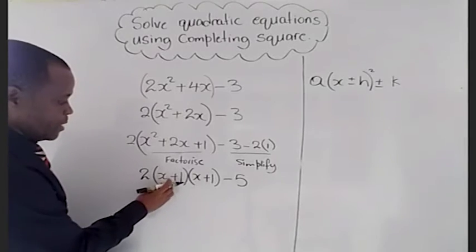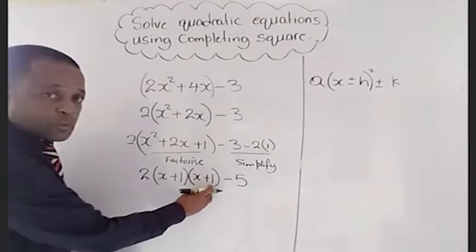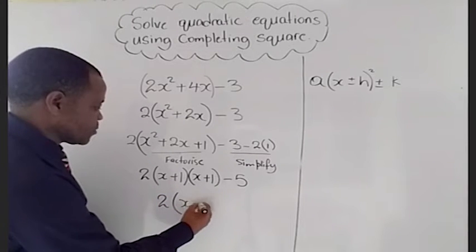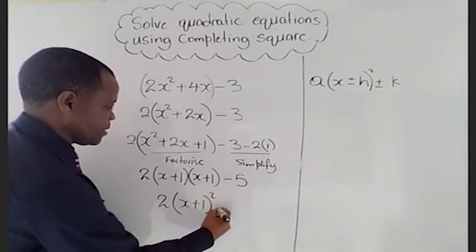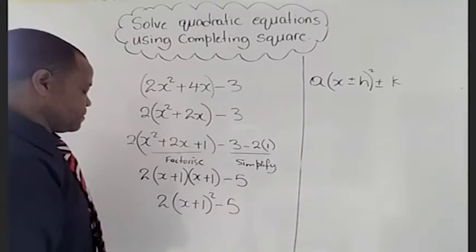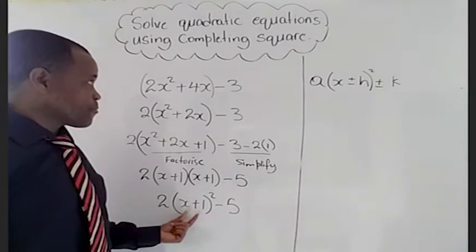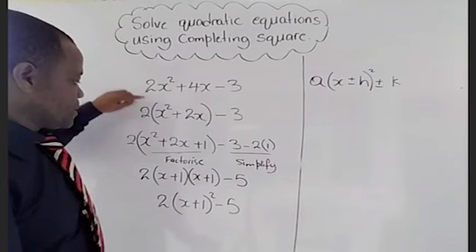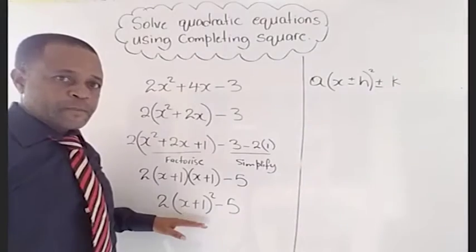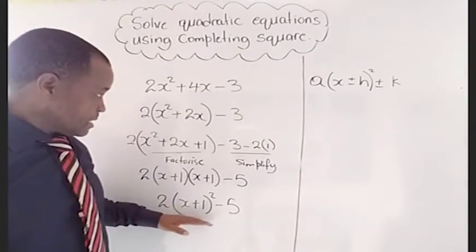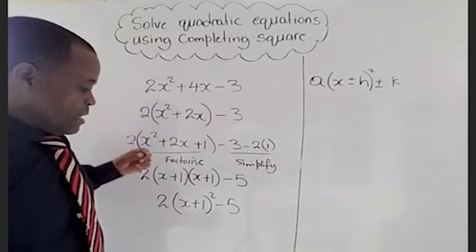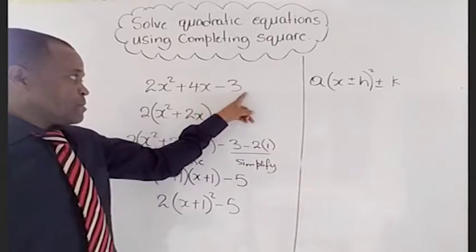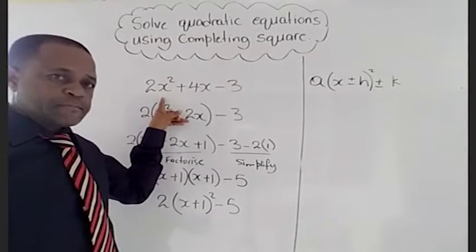All right. Now here we have x plus 1 times x plus 1. That's a perfect square. So I can now write it as 2 into x plus 1 all squared minus 5. So there we have it. We have now written this expression at the top here in the completing the square form. Now all we're saying here is that this is the same thing as this. If I should go and expand my brackets and simplify, then I would get this as my answer.